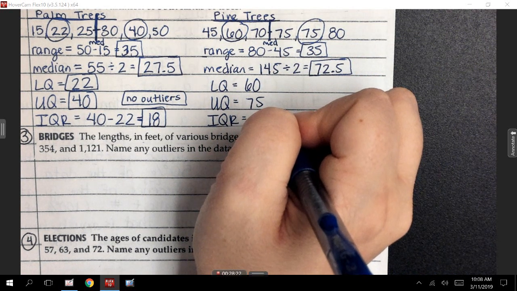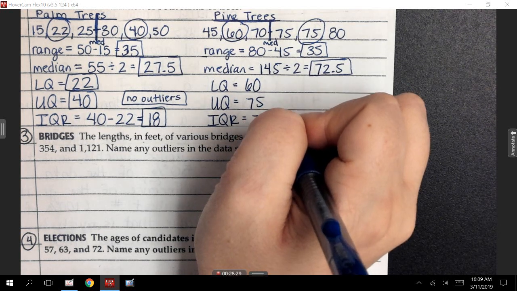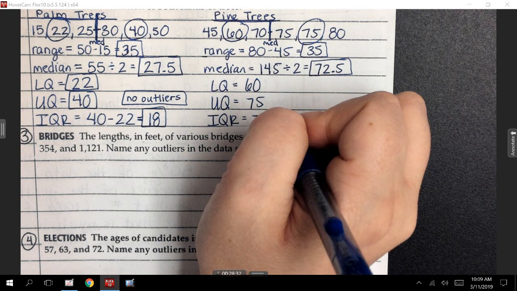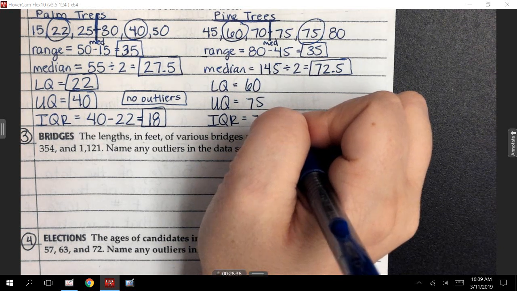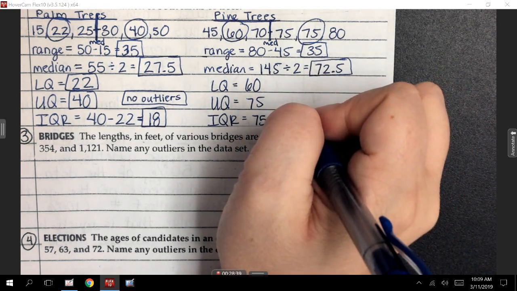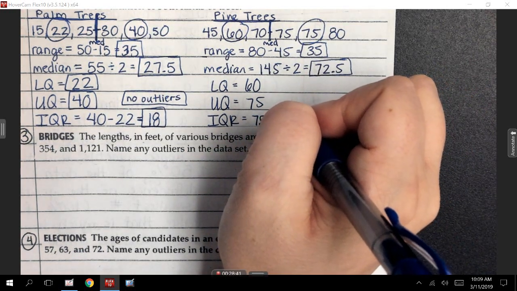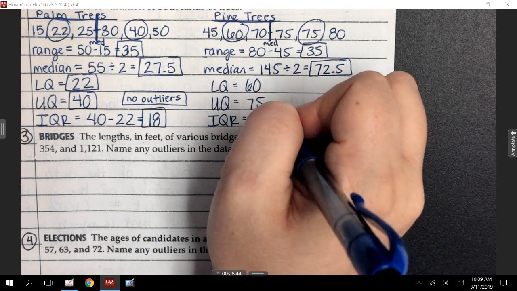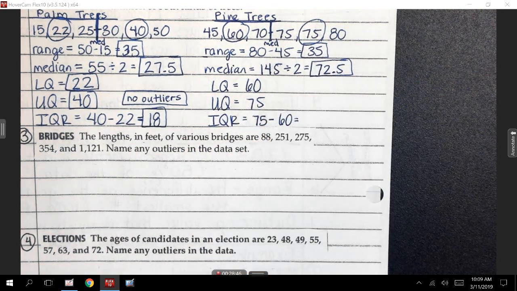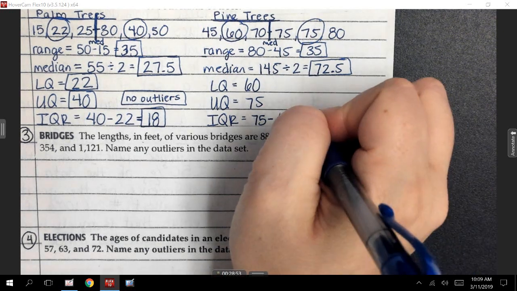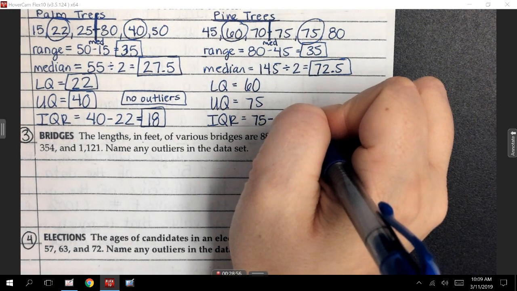Not 80 and 60. What's my upper quartile? What's my UQ, Camilla? What did we write down as our UQ there? So we're doing 75 and 60. Remember, the interquartile range, the Q range, is where we need to subtract the Q's. Okay? So 75 minus 60 is 5.